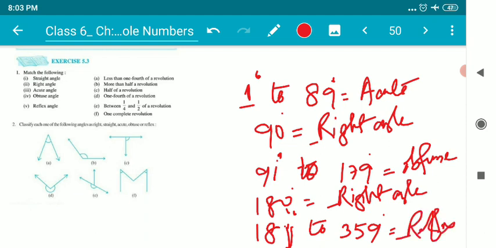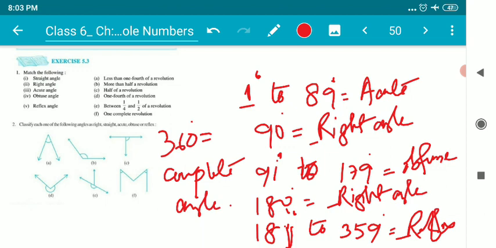Please children, do write this entire thing which I'm writing on my copy in your classwork copy, so that you can recall whenever you need, you can see from your copy. And exactly 360 degrees is called a complete angle.